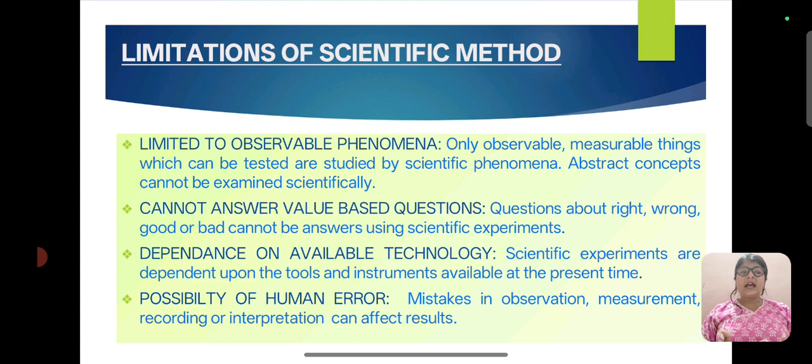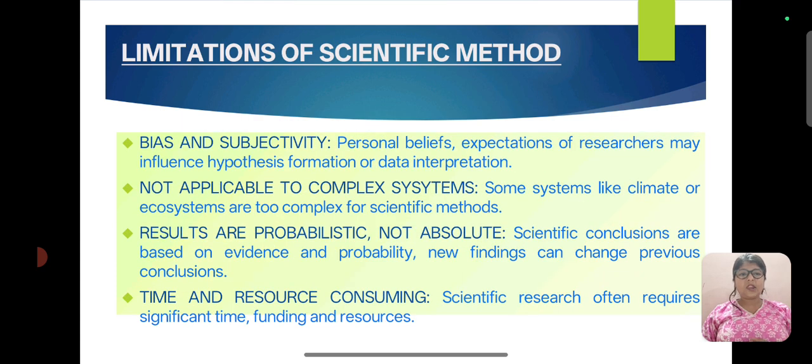The scientific method also has certain limitations. Now let's look at them. It can only study observable and measurable phenomena. Questions about values, morals, or beliefs cannot be answered through scientific experiments. Scientific research also depends on available technology and instruments. Sometimes, the possibility of human errors or personal biases may also influence the results.